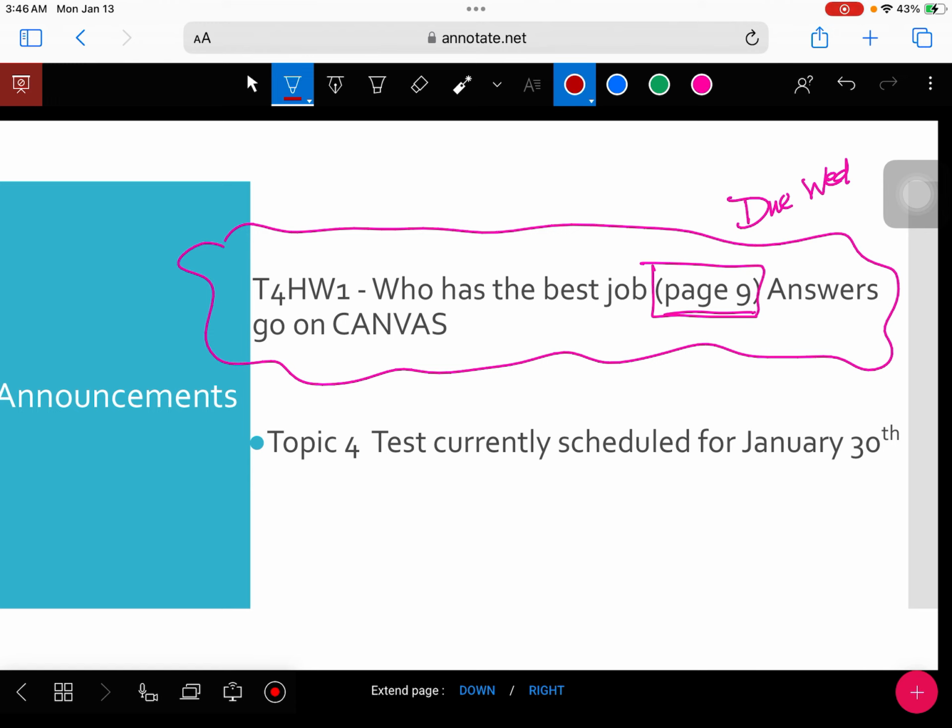And it says test currently scheduled for January 28th. I want to say it's, or January 30th. I want to say it's the 28th, but I could be wrong.